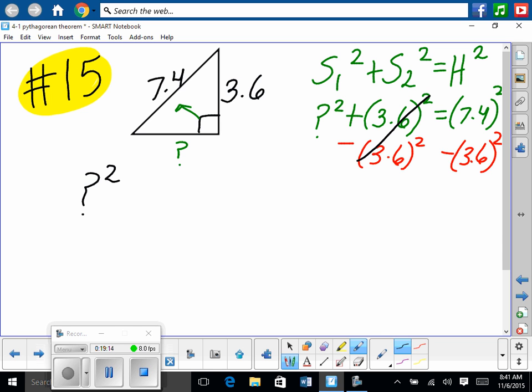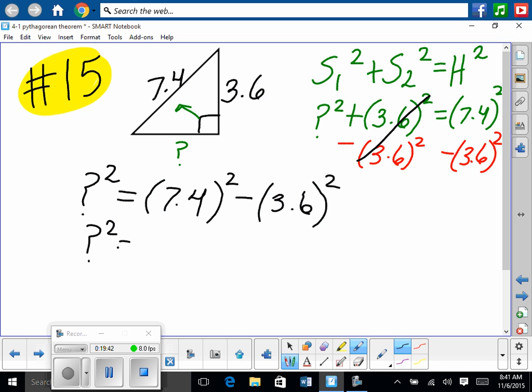So we have question mark squared is equal to, now on the right, we have 7.4 squared, and now we have minus 3.6 squared. Does everybody see what I did? So then, I'm going to actually calculate that. I'm going to do in my calculator 7.4 squared minus 3.6 squared, and you get 41.8. So we have question mark squared equal to 41.8. And question mark is not alone. Now what will we do? Good, square root both sides of the equation.